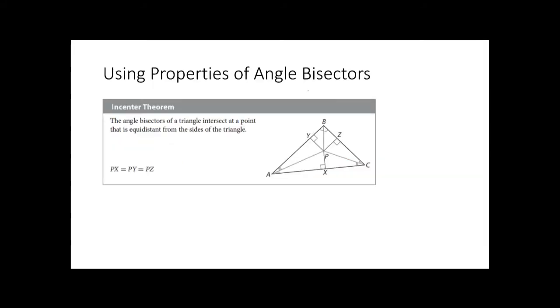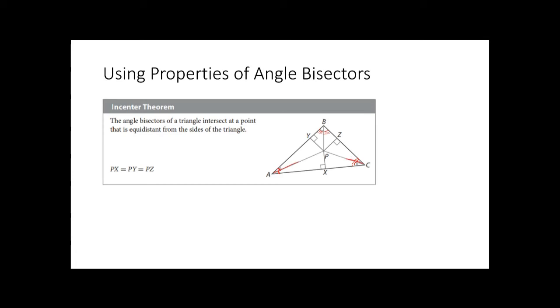All right, moving on, using properties of angle bisectors. So basically with angle bisectors, again, this angle is the same as this angle over here, and this angle is the same as this angle. Okay, those are angle bisectors. So these lines created are angle bisectors.